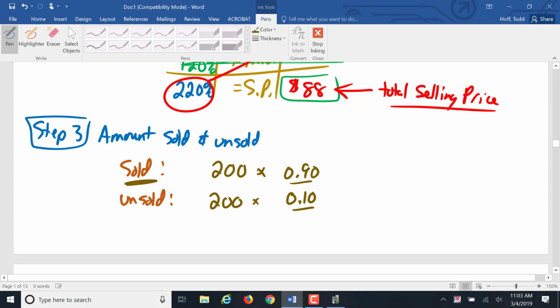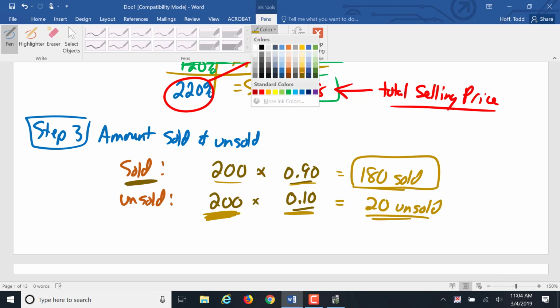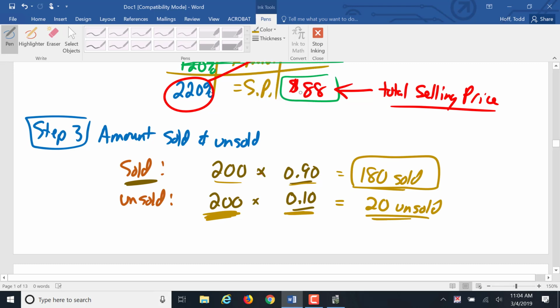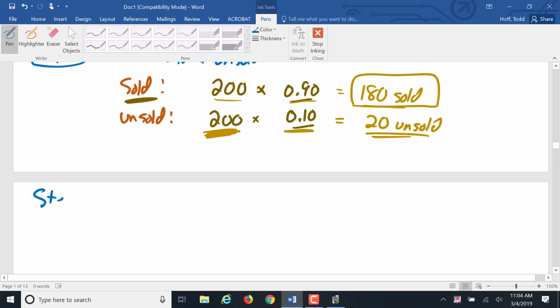So for those that are sold, 200 times 0.9 is 180 donuts sold. We're going to hold on to that and use that in a little bit. For those unsold, 200 total times 10% or 0.10 gives us 20 that go unsold. That's going to be our next step here. I'm just going to call it step 3B. It's an extra step from our regular perishable problems.